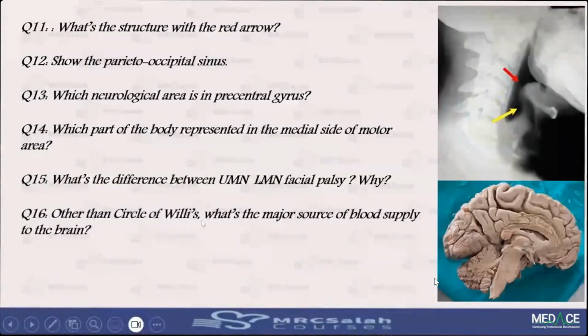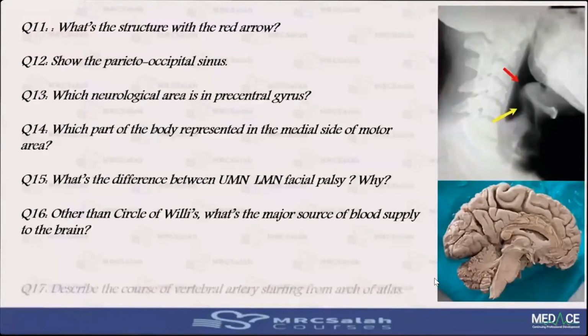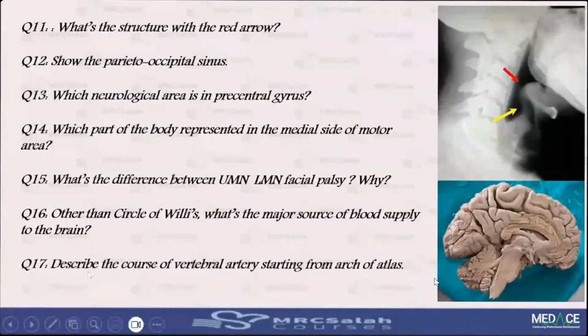Other than the circle of Willis, what is the major source of blood supply to the brain tissue? The middle cerebral artery. Yes, because it doesn't participate in the circle of Willis.